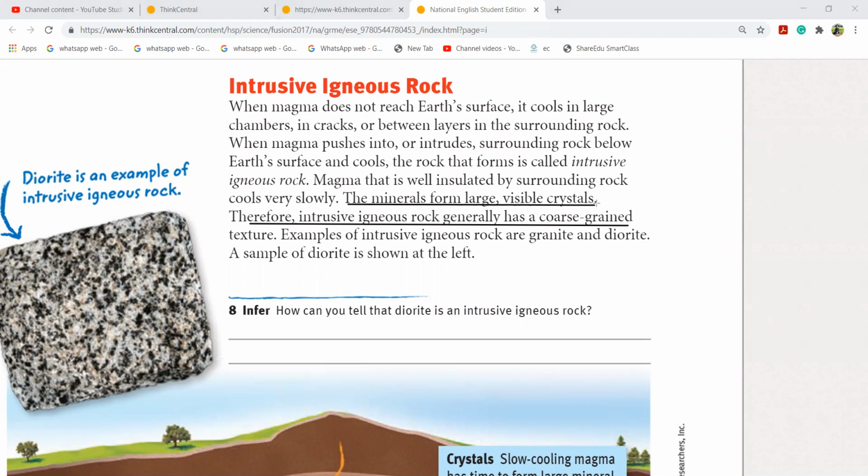Girls, outside, when the lava flows, it bursts out. So the lava goes very far, and they form small crystals because it throws itself outside. Examples of intrusive rocks are granite and diorite. This is the example of diorite that they show here. And granite, when you apply pressure and high heat, will form marble. Understood till here?